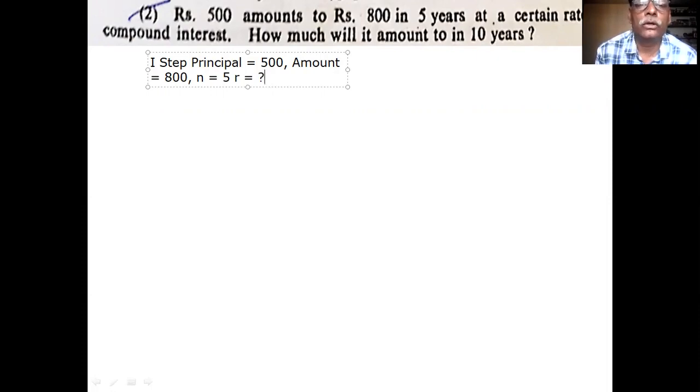So in the first step, you solve this. 500 is the principal, amount is 800, n is 5 years, r is question mark. You calculate the rate of interest. After calculating the rate of interest, then the next, second step.